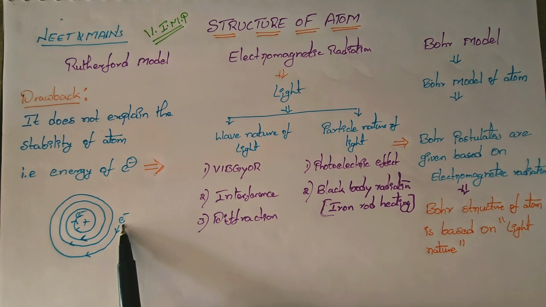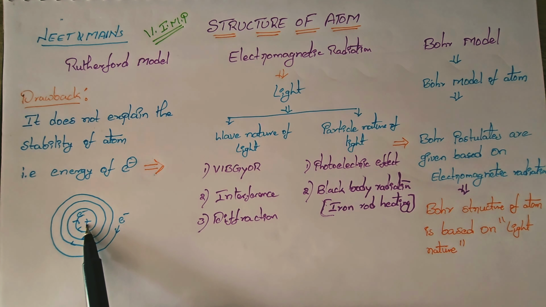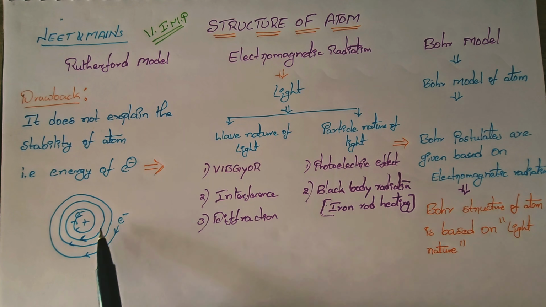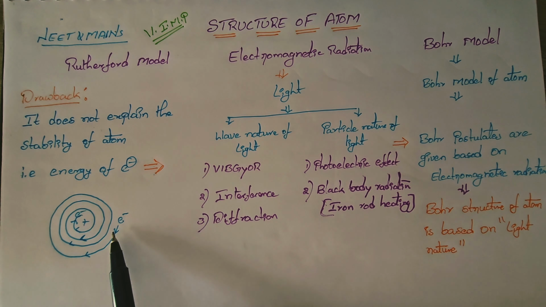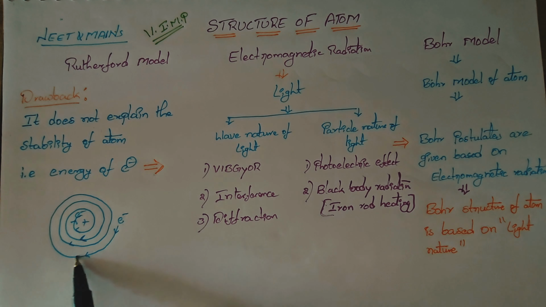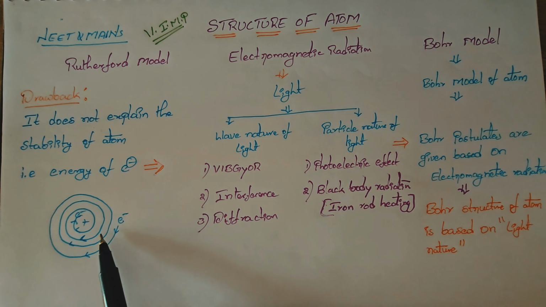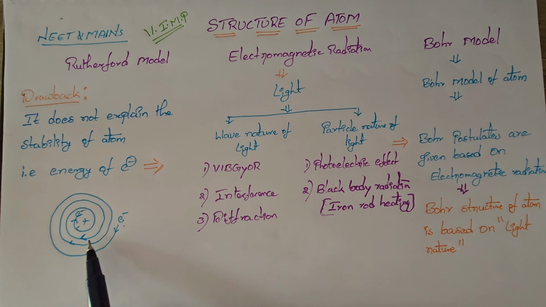You know that the electron is a charged particle. The nucleus has a positive charge. If the electron is revolving around the nucleus continuously, centrifugal force is possible because it is a charged particle. But if it is continuously revolving and losing energy, it should fall into the nucleus. But that is not happening. Why is it not happening? That point is not explained by Rutherford. That is the main drawback.